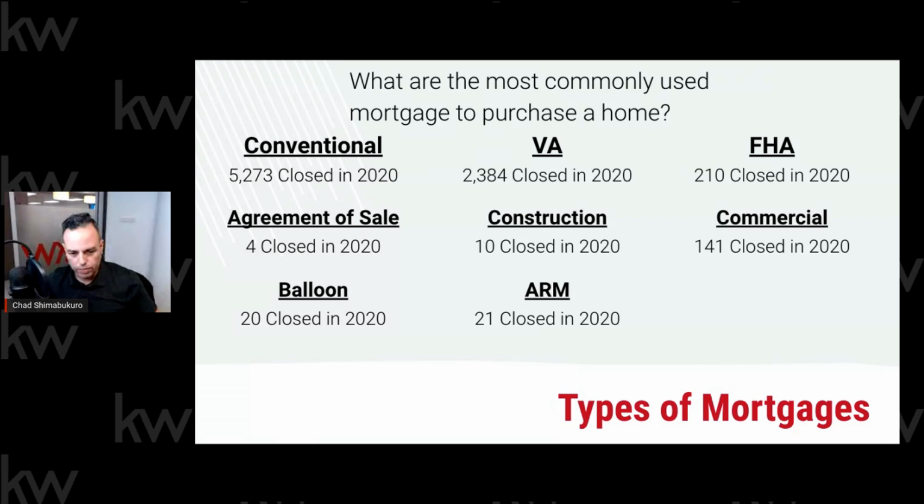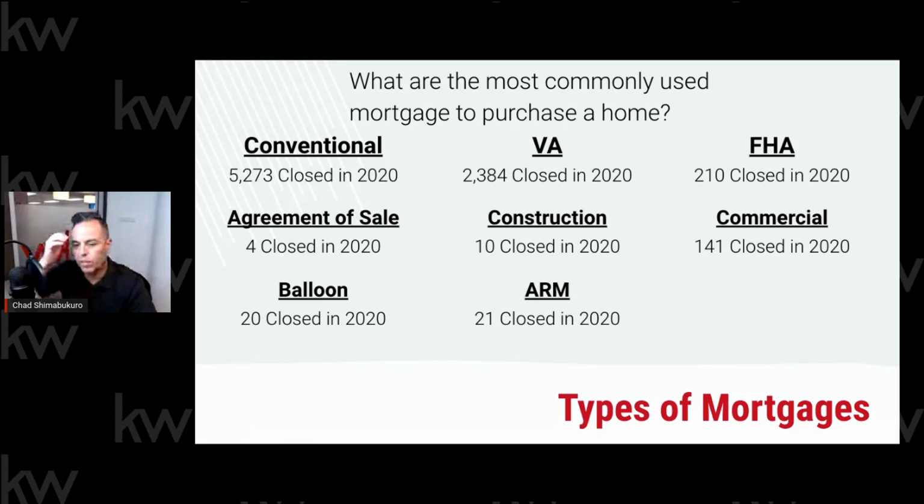Balloon loans, 20 of them closed in 2020. I taught this class yesterday to our firm, and my guess on this one is that it's probably hard money. That's investors or individuals who are flipping property, because that's the type of loan. Hard money, private money, portfolio loans are, for the most part, balloon loans. So they might be at a 1 or 2 year term, after which the entire amount is due. And it's unlike an ARM, which you'll see right next to it, which is 21 of them closed in 2020.